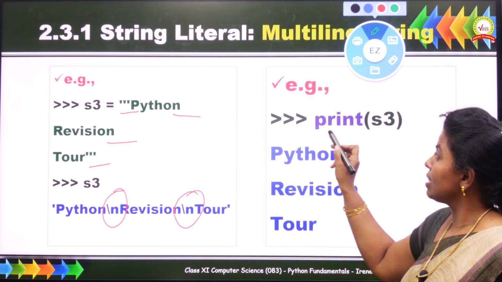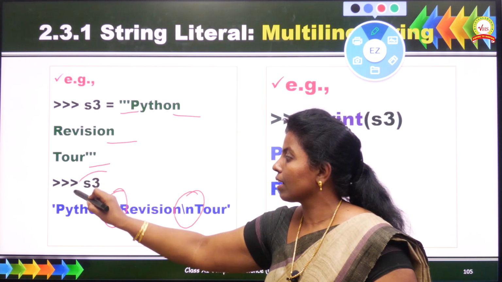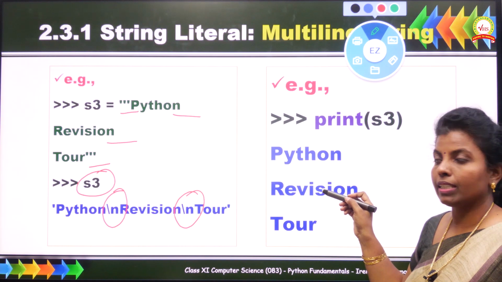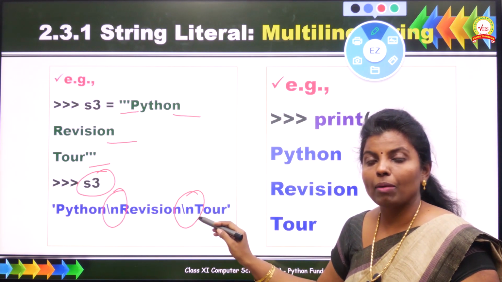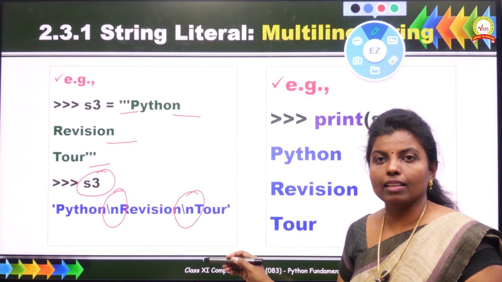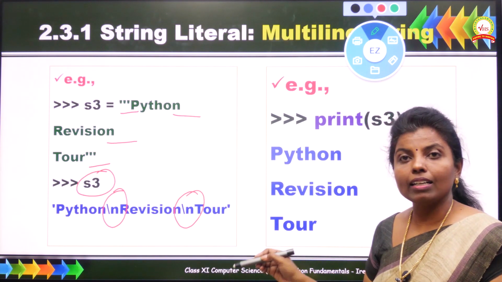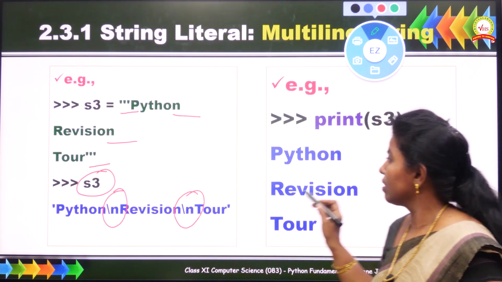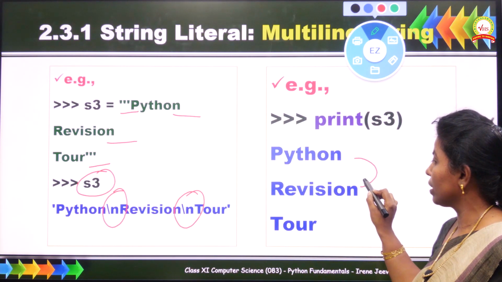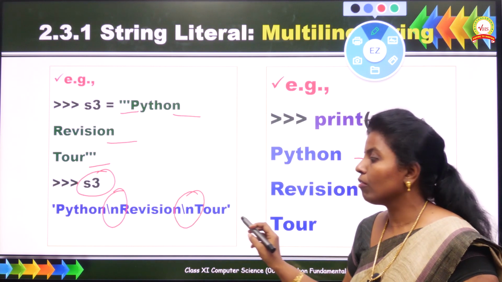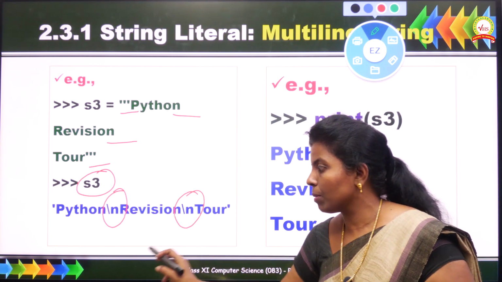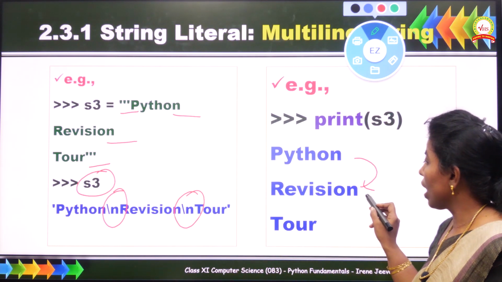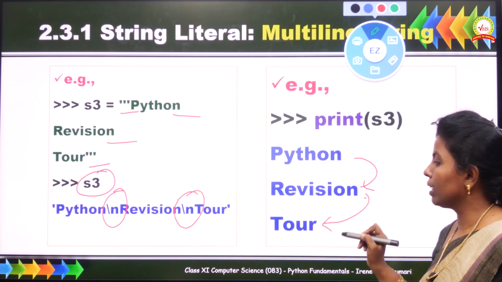So same as when I just print this S3, this is a string like variable. So when that string has been printed, all these backslash n, the new line characters, the escape sequences, were interpreted by Python, and the new line character has been interpreted. So the characters following the backslash n have been printed in the next line. Again, there is another backslash n over here. So after revision, tour has been printed in the next line.